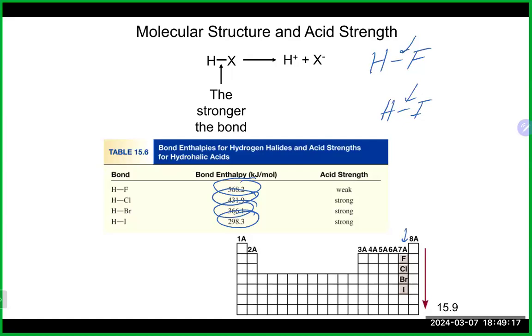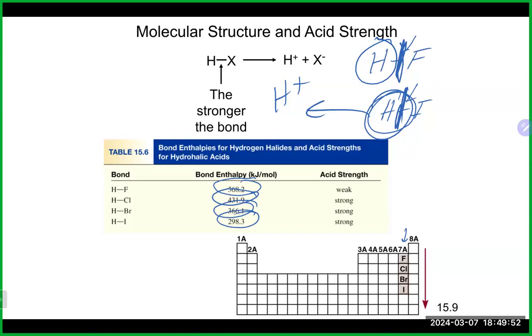Why is that important in terms of acid strength? What makes something an acid? The ability to do what? To produce H+, right? So that means at some point you've got to break this bond. If it takes a lot less energy to break this guy's bond, he's going to release his H+ a lot easier than this guy, which makes him a much stronger acid than, say, HF, which takes a lot more energy to break, which means he's going to hang on to it a lot longer and not release as much.